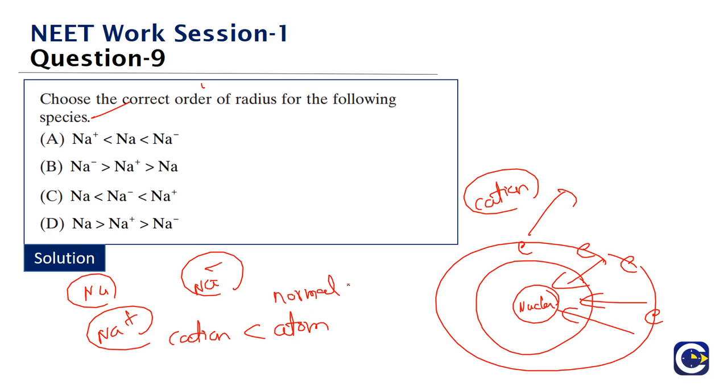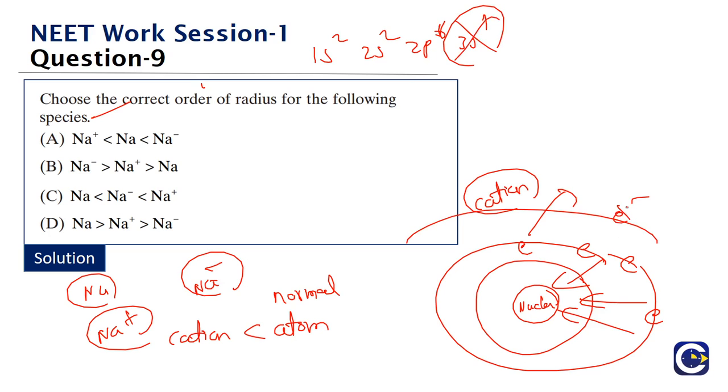Okay. And here we can even have an exceptional case. Why? Because look at this. So normally sodium means what? 1s2, 2s2, 2p6, 3s1. Okay, this is the electronic arrangement. So we have 3 orbits. But once sodium has lost that one electron, it means what? The third orbit is fully gone.